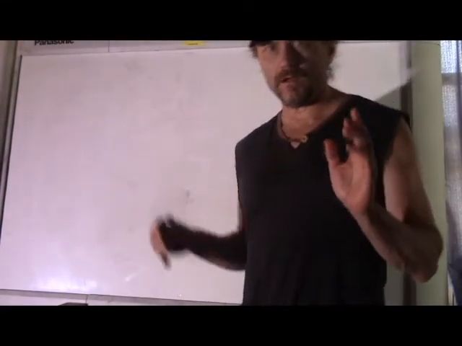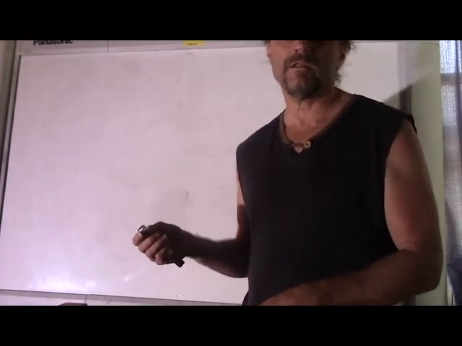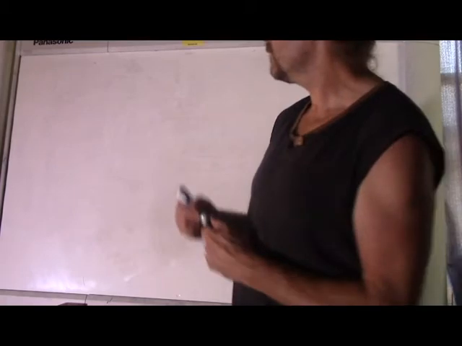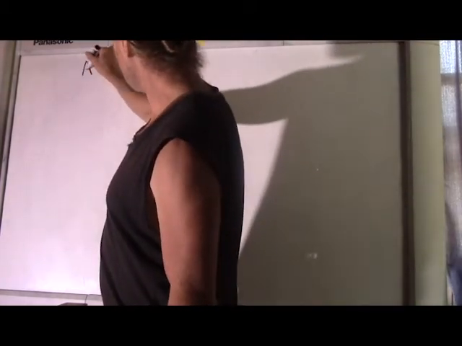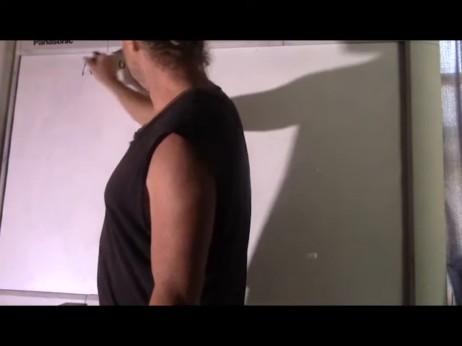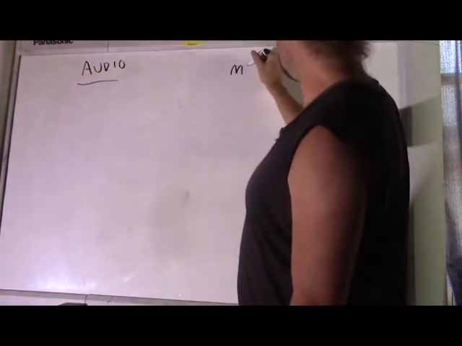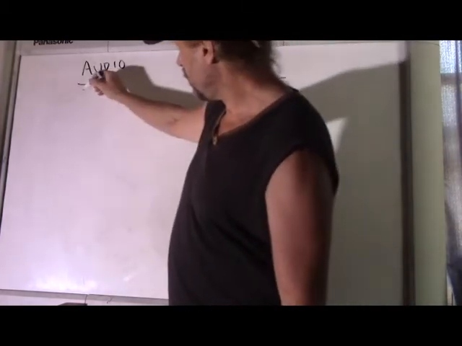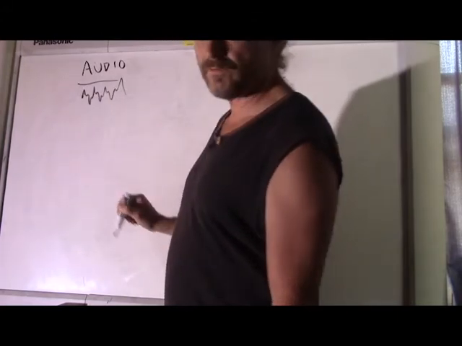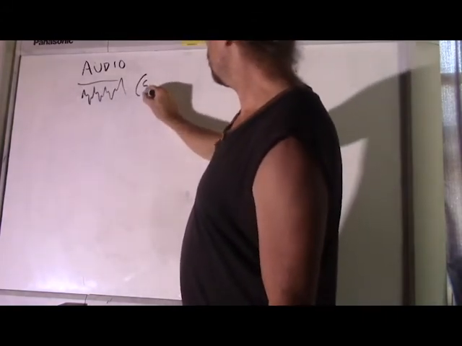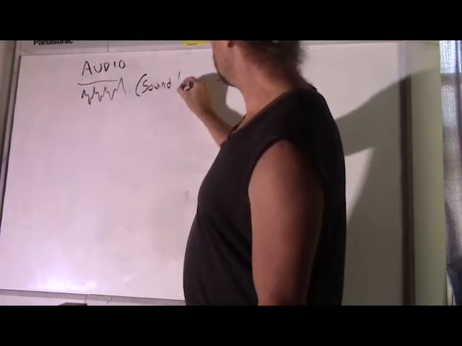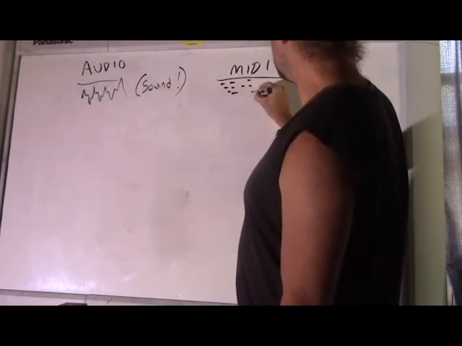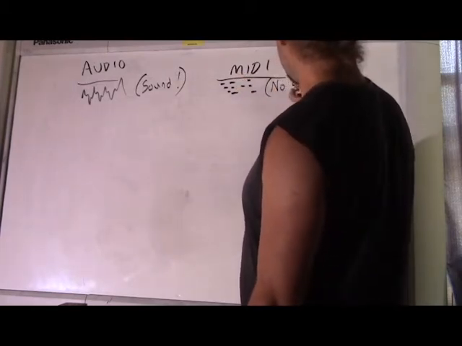All right, let's talk a little bit more about MIDI tracks and audio tracks and why you would use one instead of the other. What's the difference between the two? Let's start over here with audio. And over here we'll put MIDI. As I mentioned before, audio has actual sound waves in it. Sound. MIDI has just a bunch of dots. No sound.